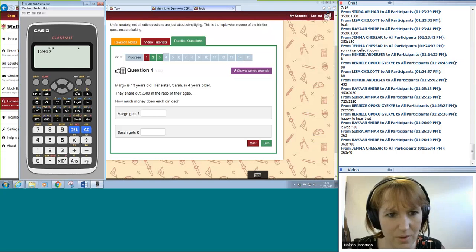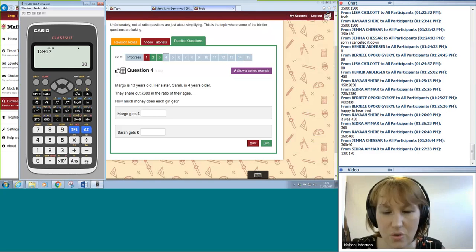So there's 30 parts altogether. 3,000 divided by 30 will give me the value of each part. I don't need to do it on my calculator, but I've started now. 3,000 divided by 30 is 100. So each part is worth 100.